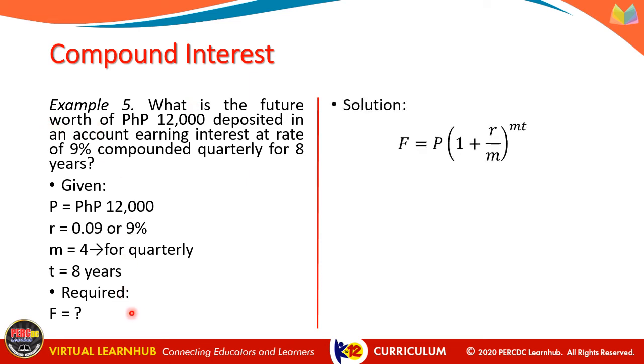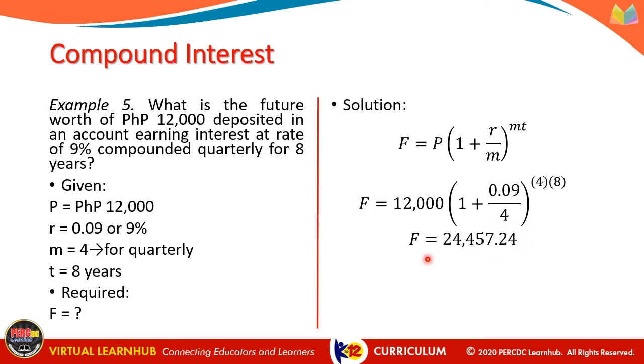For our solution, we use the formula F is equal to P times quantity 1 plus R over M raised to M times T. Okay, we just need to substitute the given to this equation, and we will have future worth F is equal to 12,000 times quantity 1 plus 0.09 over 4 raised to 4 times 8. You may just simply press this in your calculator and you should get the answer 24,457.24. Okay?